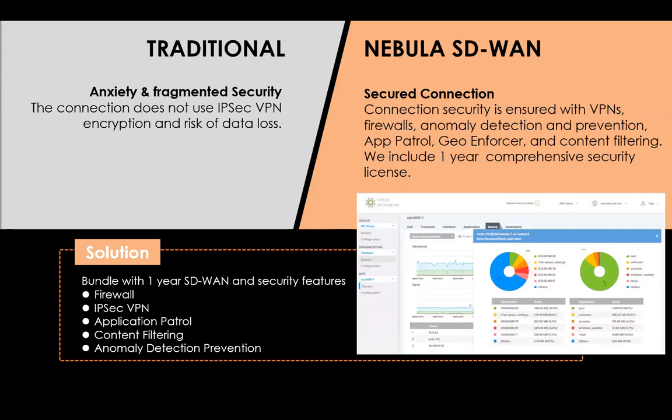So Nebula SD-WAN provides you that secure connection, like I mentioned before. Application Patrol, GeoIP Enforcer. If you don't know what Geo Enforcer is, it's basically IP internet address mapping to countries. So you can choose which countries you want the traffic flow to be either from or to. So you can say I block everything except for IPs that are registered and originate from the United States. So you can do that level of filtering. Really enhances your security as well as the content filtering.